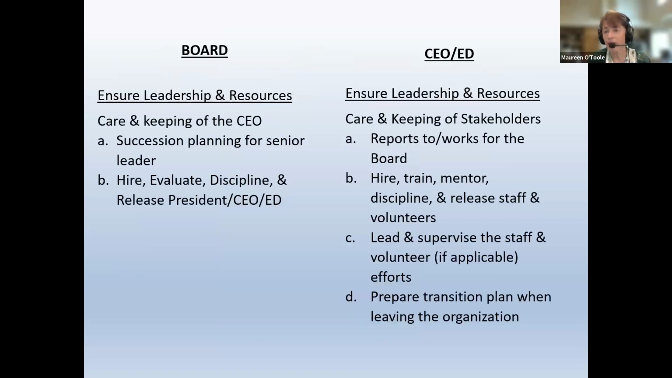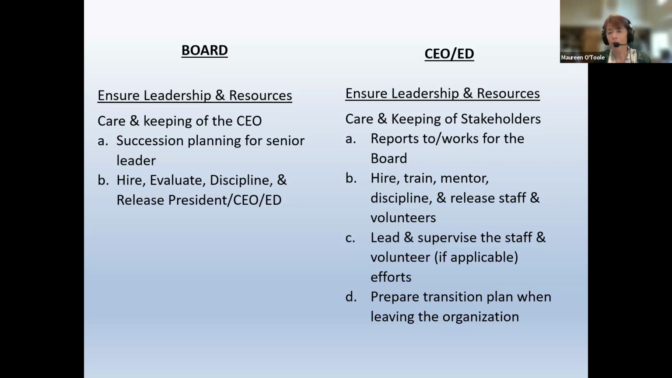So here's the biggest area. Last week when I was talking about this part of fiduciary responsibility, this is the biggest area of board work right here. It takes the longest time for board members to understand what my roles are in this area. So I started with, to me, probably one of the most important, the care and keeping of the CEO. The CEO is the person who's executing the mission. The CEO is the person who's interfacing with the community, the biggest ambassador in the community.